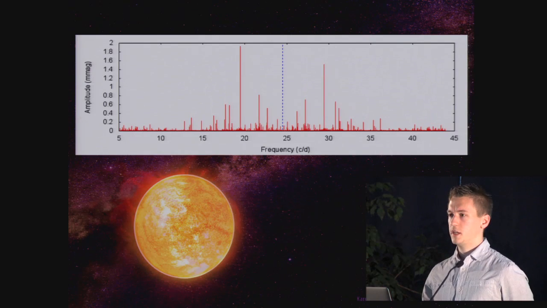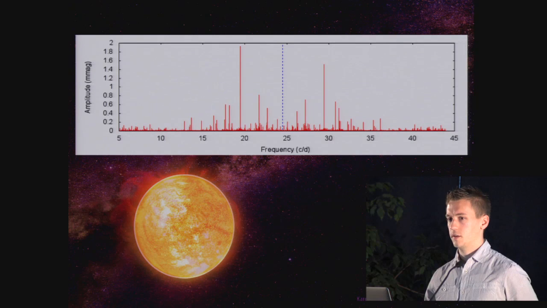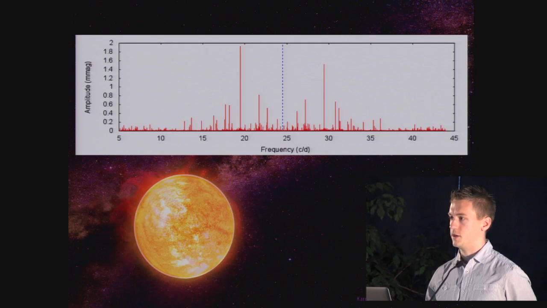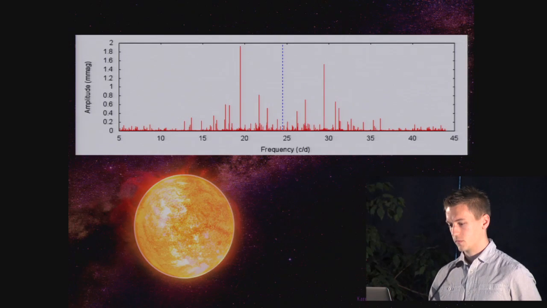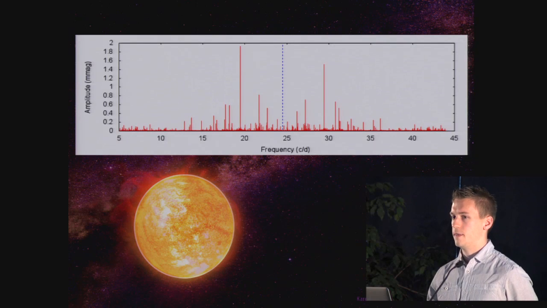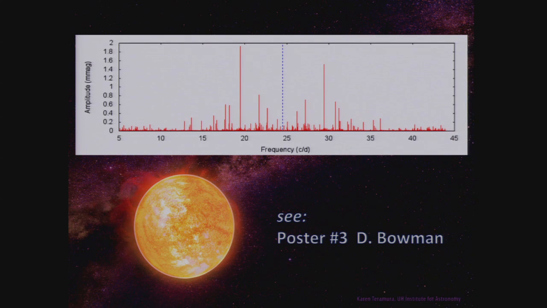Since we have 4 years of data, the frequency precision that we can achieve is excellent. We can get frequencies as precise as about 10 to the minus 7 cycles per day, so that's about 10 to the minus 6 microhertz. That also means that we're very sensitive to small changes in that pulsation frequency. Now those changes could be astrophysical, they could be intrinsic to the star themselves, so I'd like to point you to Dominic Bowman's poster number 3, where he's talking about the frequency and amplitude variabilities of delta Scuti stars.